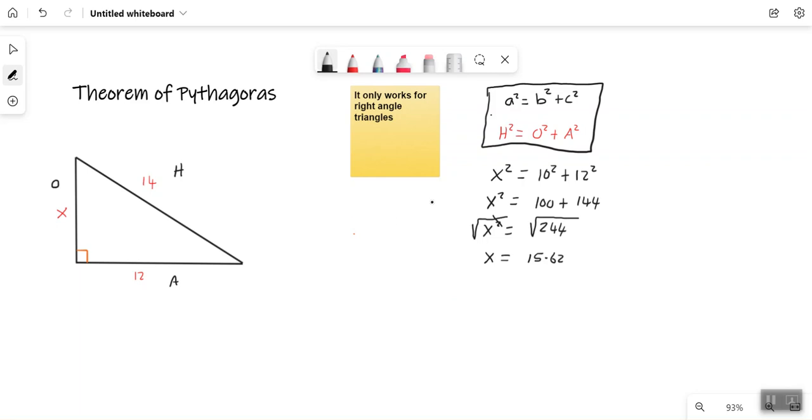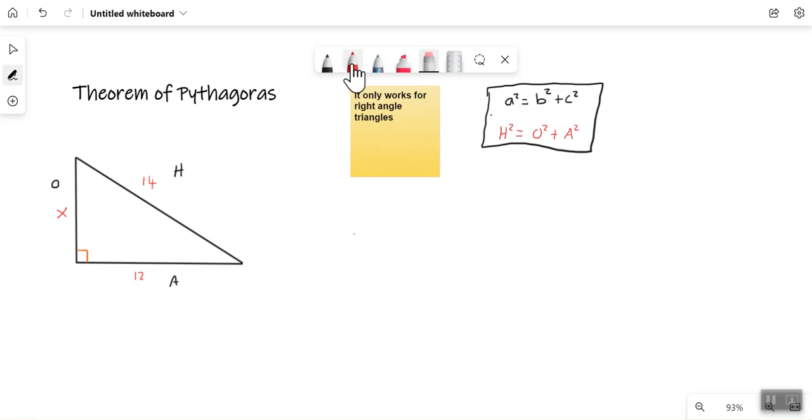So let's work through this one. Let me just get rid of what we have here. Let me start again. Okay, so it's going to look something like this. So again, h squared. So h is equal to 14 in this case. So 14 squared is going to be equal to the opposite, which is what we're trying to find. It's the unknown. So we'll just call it x squared plus a squared, which is 12. So 12 squared. So it looks something like that.